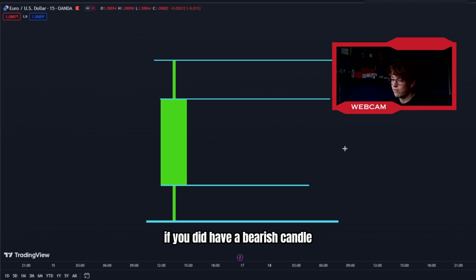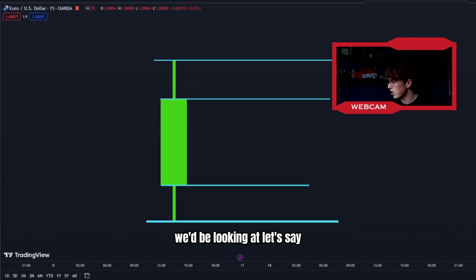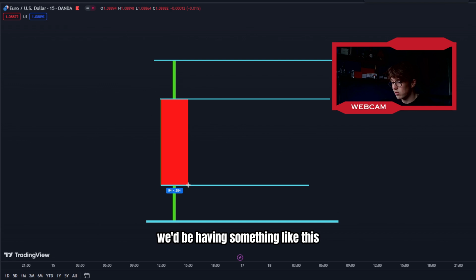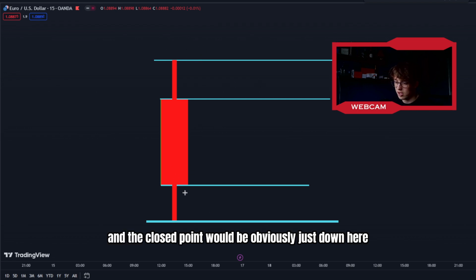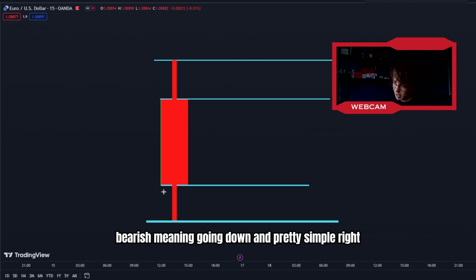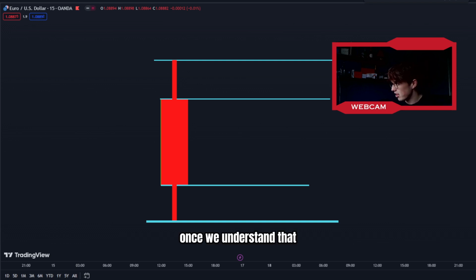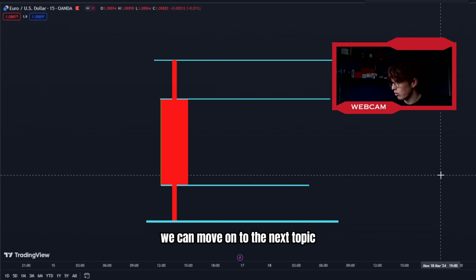And obviously, if you did have a bearish candle, we'd be looking at something the opposite, right? Let me just draw this here for you. We'd be having something like this, being the open price, this level here. This is the highest point we hit, and the close point would be obviously just down here, the inverse of a bullish candle. But yeah, hopefully that makes sense to you. Bullish meaning going up, bearish meaning going down, and pretty simple, right? Green is up, red is down. Very simple to remember.